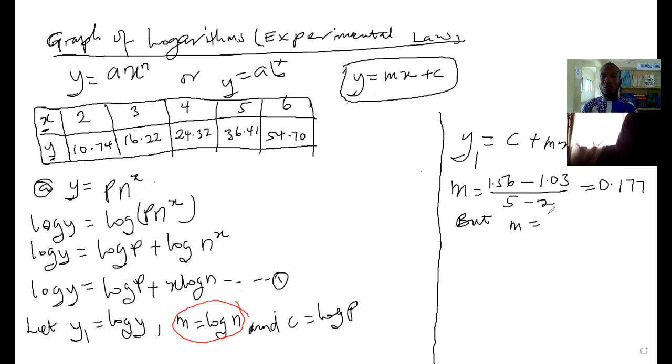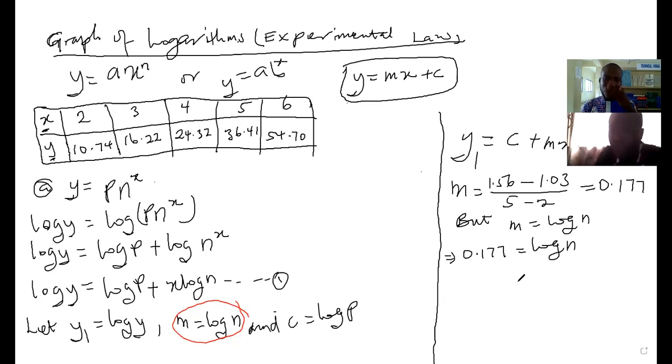m equals log n. All right. That means 0.177 will be equal to log n. And we know that log is to the base 10. So our n will be equal to 10 exponent 0.177.